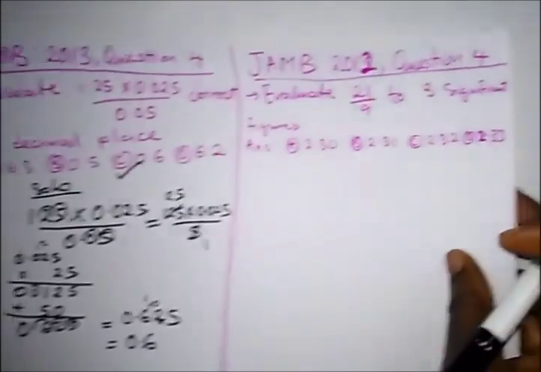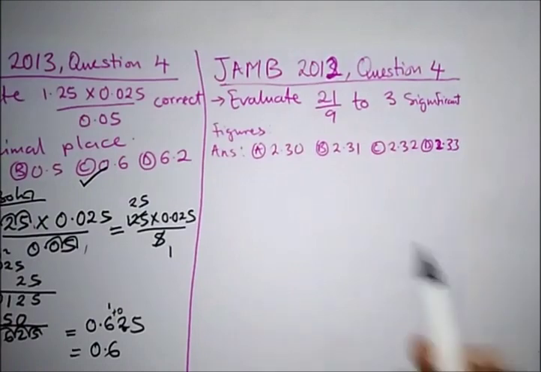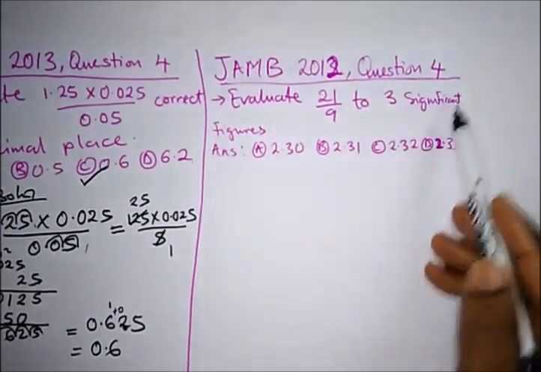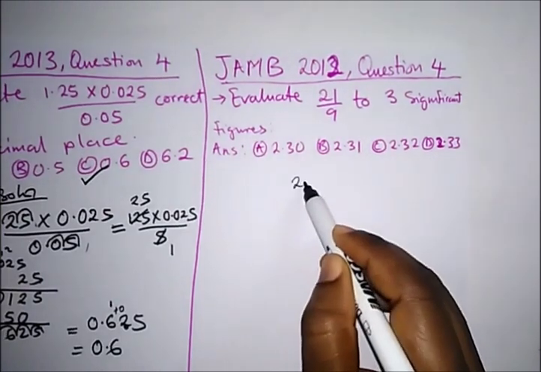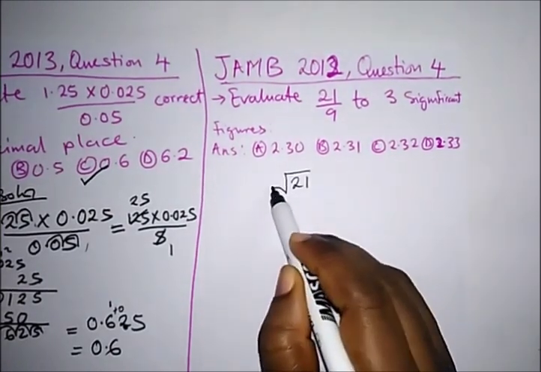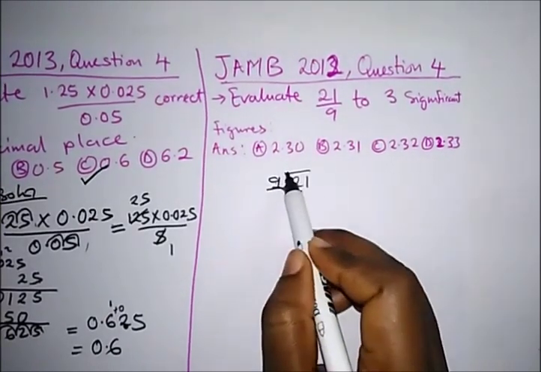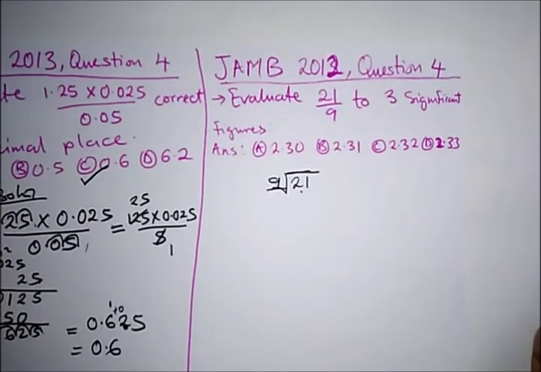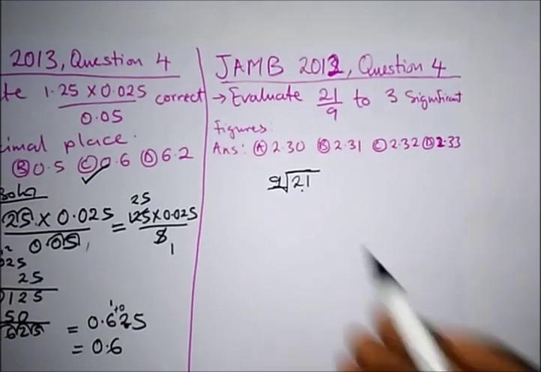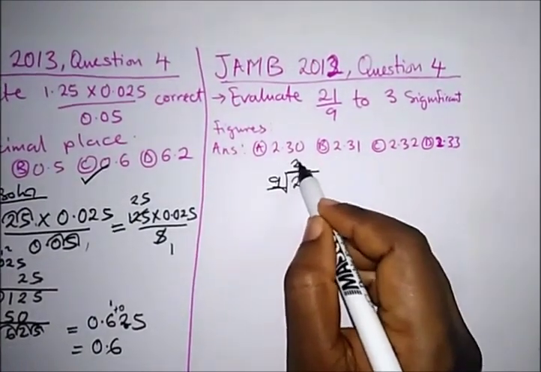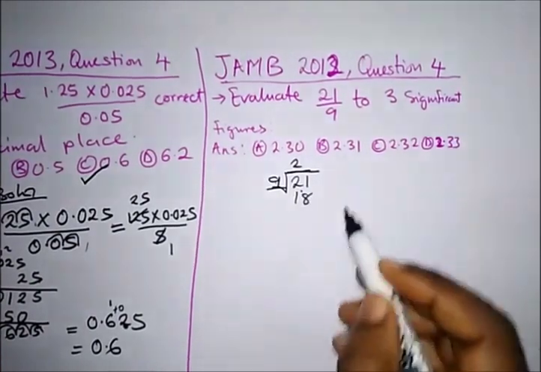Our next question is from JAMB 2012 question 4. It says evaluate 21 divided by 9 to 3 significant figures. All we need to do is divide 21 by 9. So 9 in 21, we must try to remember our long division from primary school. So 9 in 21 is how many times? 2 times. 2 times 9 will give us 18.